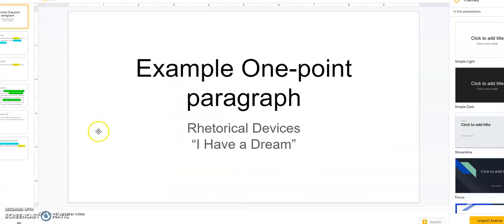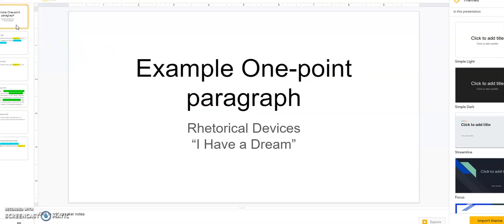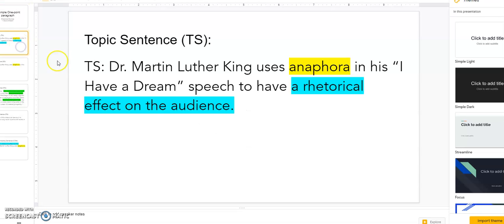Okay, so here's an example of a 1-point paragraph. Rhetorical devices, I Have a Dream. Your topic sentence. Remember, we're going to use our template, TS. A sample topic sentence is Dr. Martin Luther King uses anaphora in his I Have a Dream speech to have a rhetorical effect on the audience.